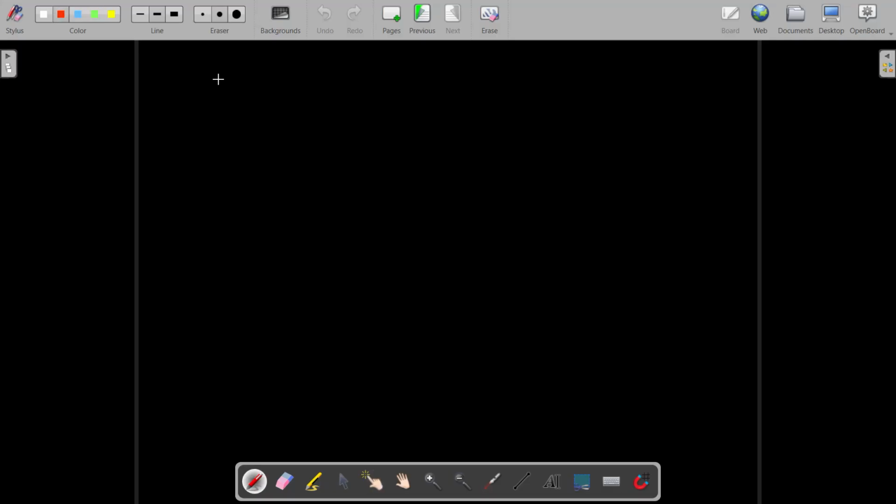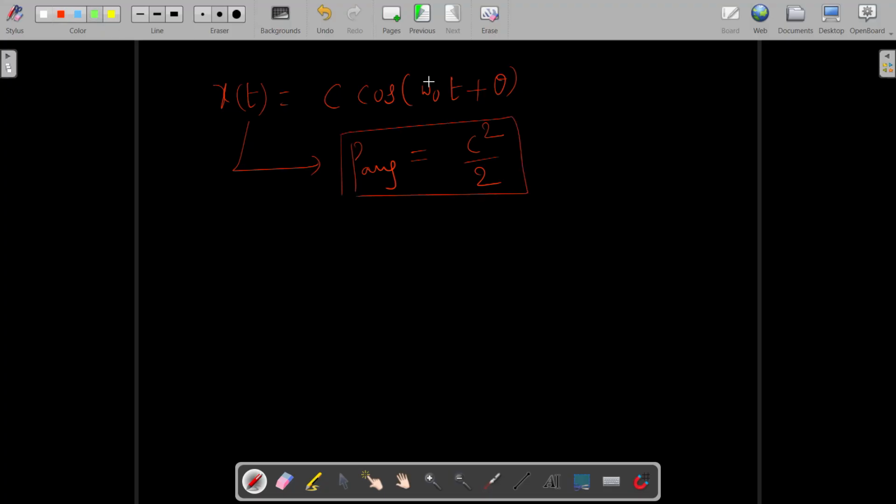In our previous video, if you recall, I showed you that if x of t is equal to c cos omega naught t plus theta, for this particular form of signal, the average power is going to be c squared by 2. And we commented that this average power is independent of the frequency as well as phase. That was the previous discussion. Now let us see question number A in this video.